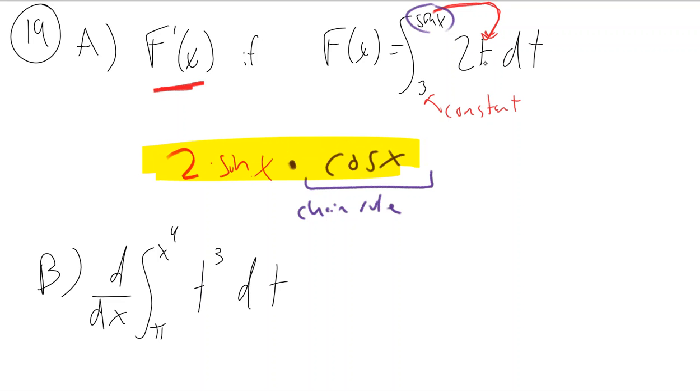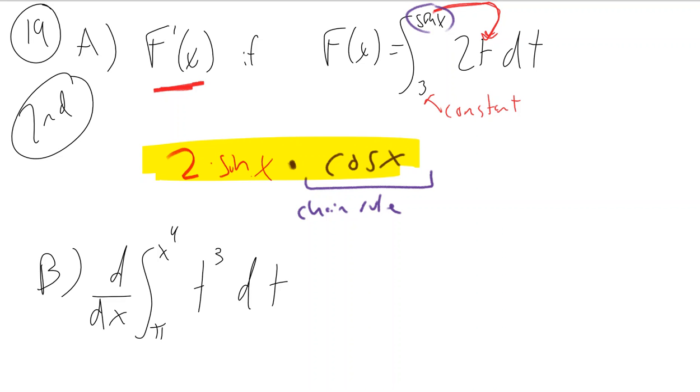So it's basically the same thing. It's 2t, but you're plugging in sine instead of t, and then you're coming back and multiplying by cosine. And that is the second fundamental theorem of calculus. So that's super important.